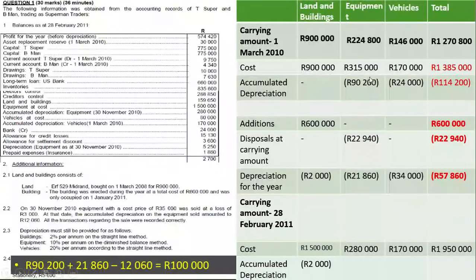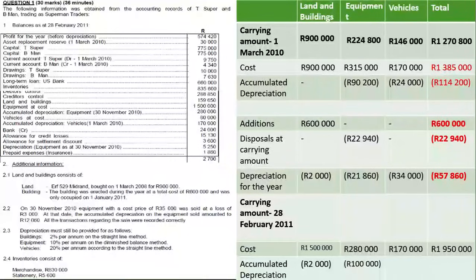So we take the 90,200 rand, which is given here, which we calculate at the beginning of the period, accumulated depreciation, plus the depreciation for the year of 21,860 rand, minus the accumulated depreciation for the equipment which we sold, which is 12,060 rand. And that is how we get the 100,000 rand for accumulated depreciation on equipment at the end of the period. So we put 100,000 rand there.